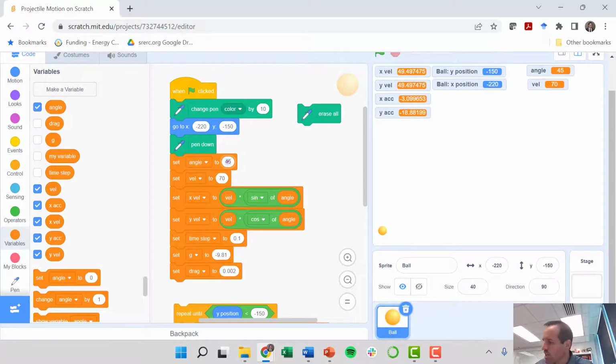If I give this a launch angle of 90, that means we're launching it directly horizontal, so we should see our x velocity is 70, so all of our velocity is x velocity, and our y velocity is 0, so that makes a lot of sense.